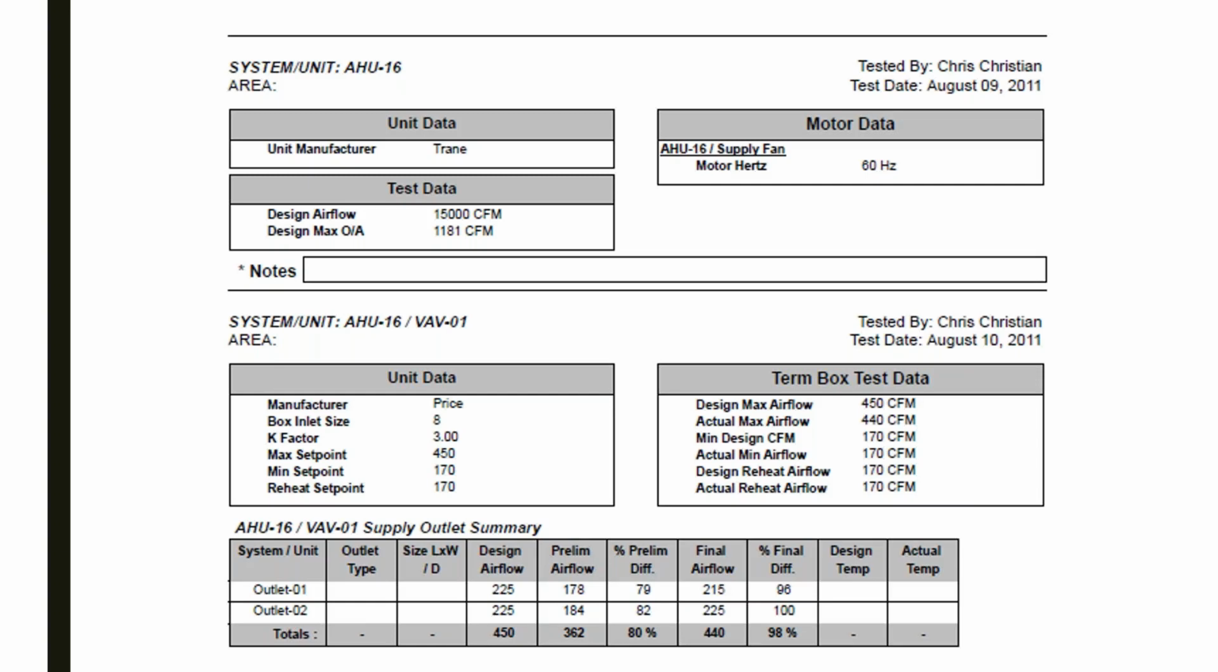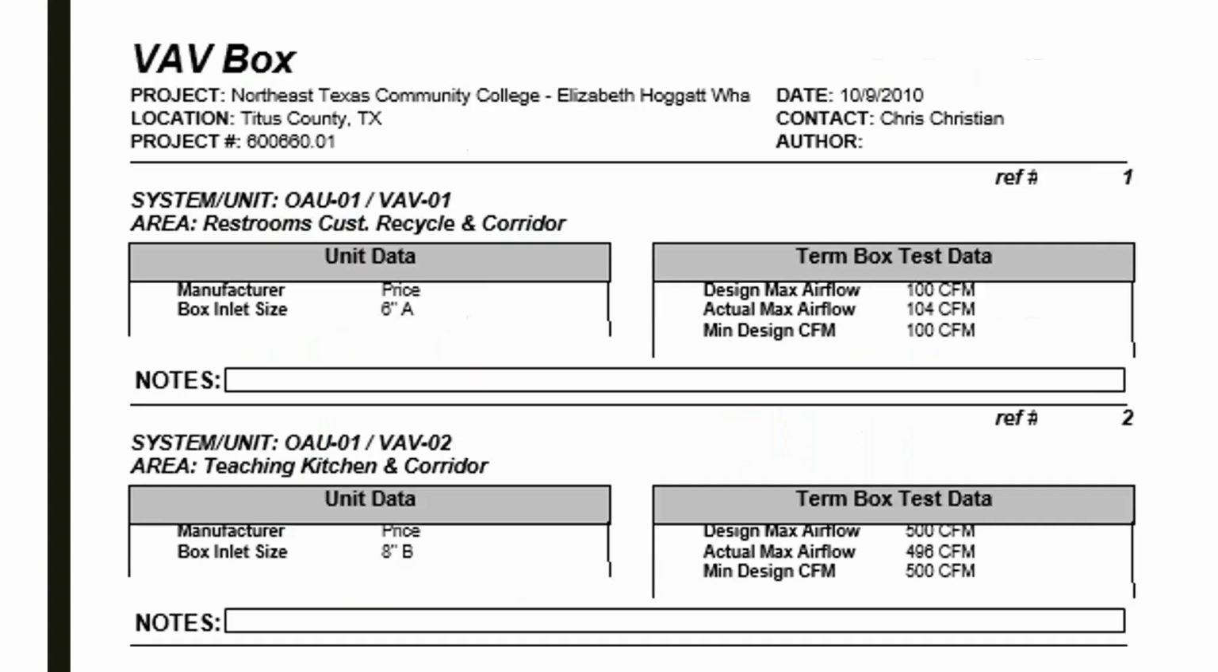The main thing I always notice is they have the design airflow and then the actual airflow. They find out from the mechanical drawings what the airflow is supposed to be, and then they go and measure it and see how far off it is. Let's move on to the next one. This is a VAV box, same thing, but this is the type of report you might see from the testing.